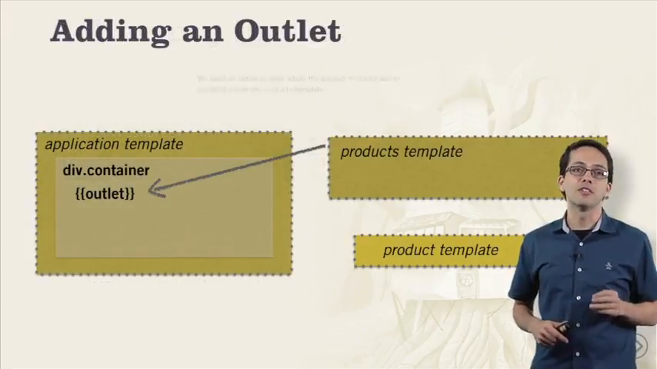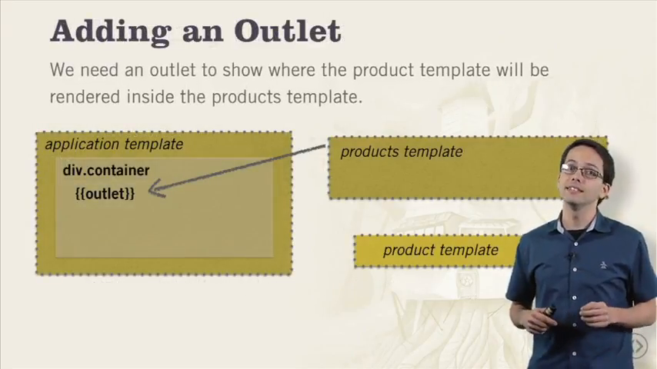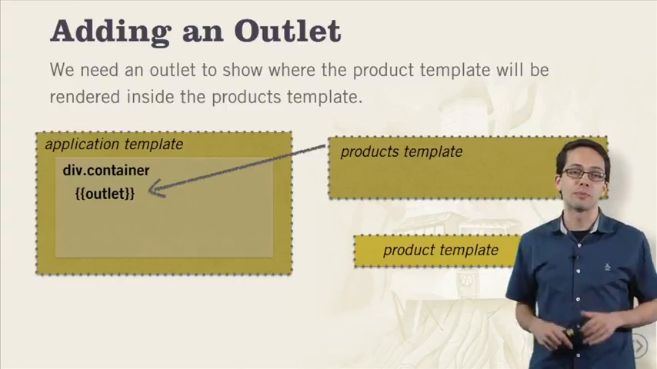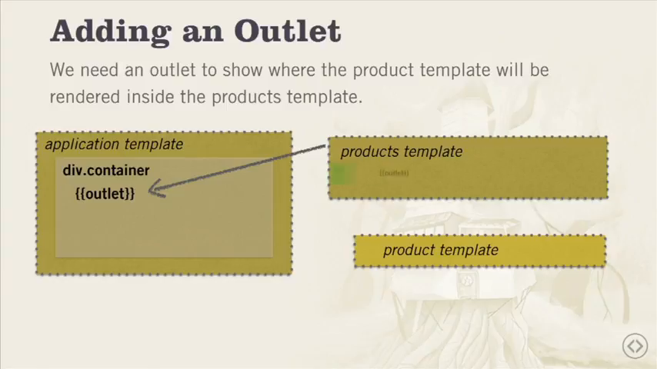This is the first step for nesting a template within a template. Next, we need to add a new outlet inside of our products list to show it where to render the specific information about a product. So here you can see we're going to specify a new outlet inside of that products template, and that's where the product template will be rendered.